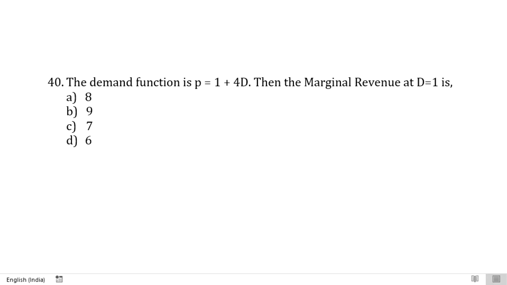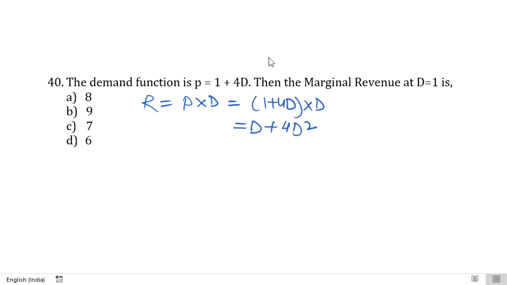The demand function is given, and we need the marginal revenue. Demand function is given, but the revenue function is not given. So how do I find revenue? Revenue is equal to price into demand, which is equal to 1 plus 4d into d, right? So that gives me d plus 4d square. This is the revenue function.